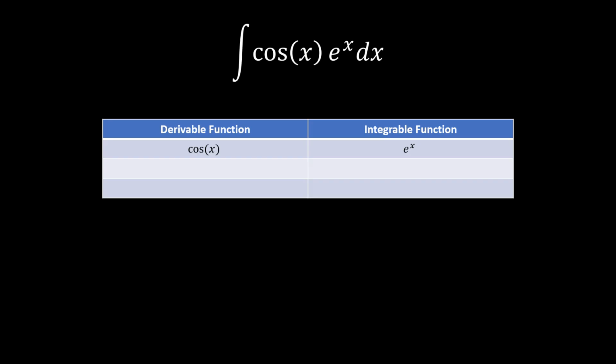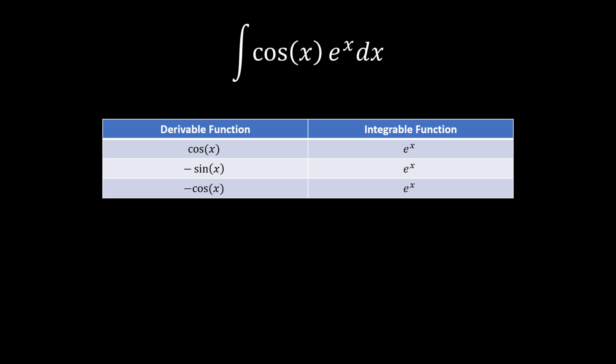For example, let's look at the integral of cosine of x multiplied by e^x dx. Now in this case, we have two functions. We can choose our derivable function as cosine, and we can choose our integrable function as e^x. And after a few times, we eventually get cosine of x, the first derivative being negative sine of x, and then the second derivative being negative cosine of x. And then each integral of e^x is just e^x.